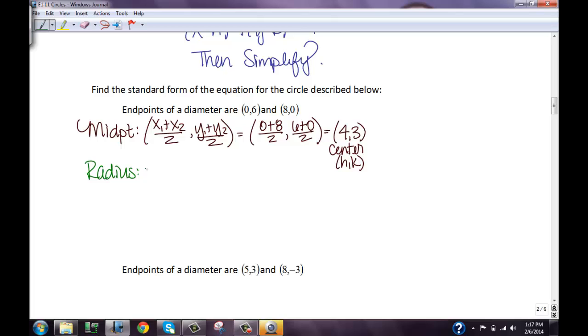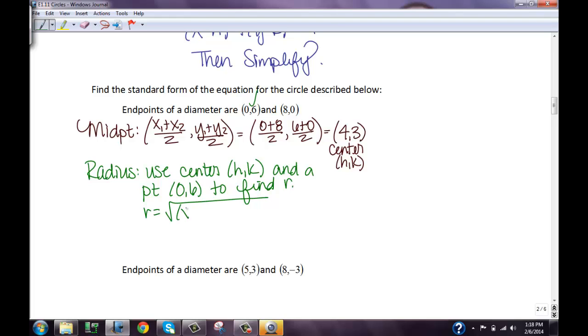So our radius here, I'm going to go ahead and say use center, which is our HK, and a point, which I'm just going to choose this first one. Okay, so I'm going to say 0, 6 to find our radius, which is r. So r is equal to the square root of x minus h quantity squared plus y minus k quantity squared. So plugging in my values, my x that I chose is 0 minus my h value, which was 4, remember from my center over here, squared, plus my y value that I chose, which is 6, minus the y value from my center, which is my k, which over here in brown is 3 squared.